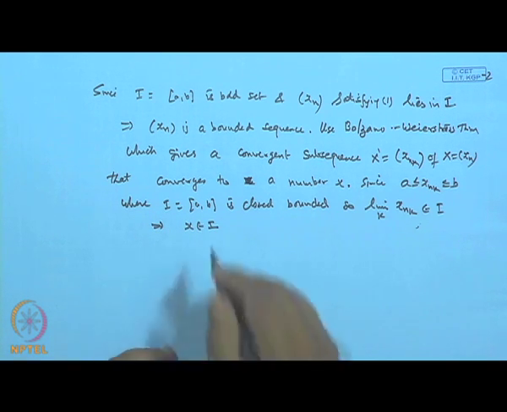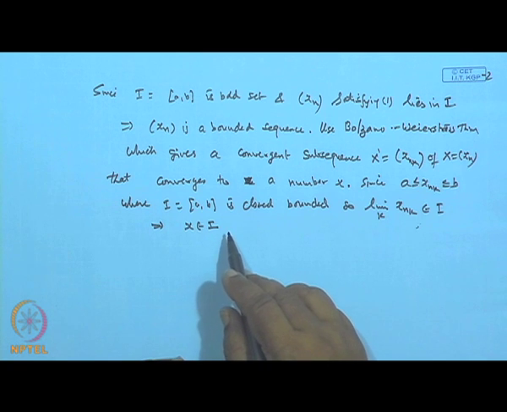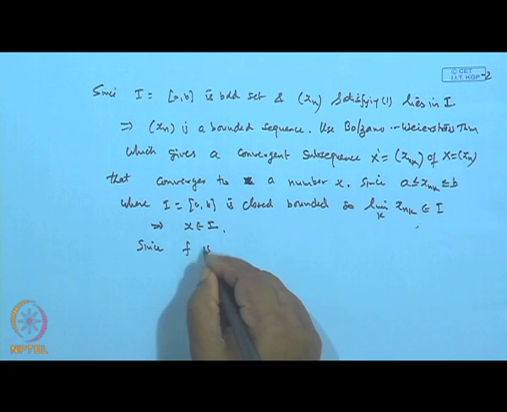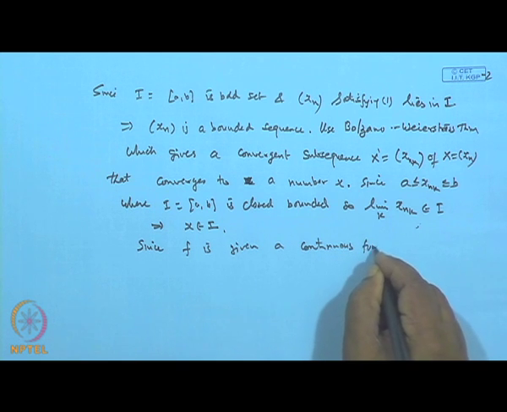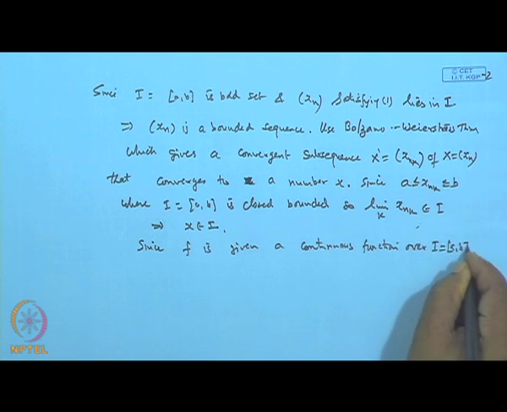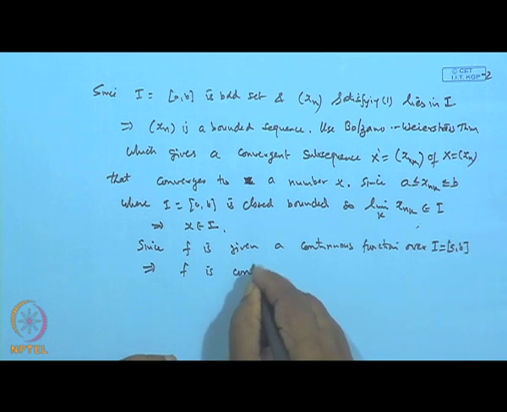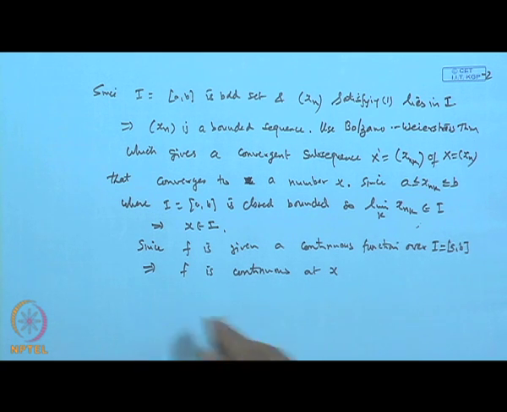So, what we get is that a sequence x_{n_k} has a subsequence which is convergent and the limit point belongs to I. Now, f is given to be continuous. Since f is a continuous function over the interval I, and x is one of the points inside I, this implies f is continuous at x. So, by the Heine-Borel theorem, therefore, this implies the limit of x_{n_k} when k tends to infinity is x.